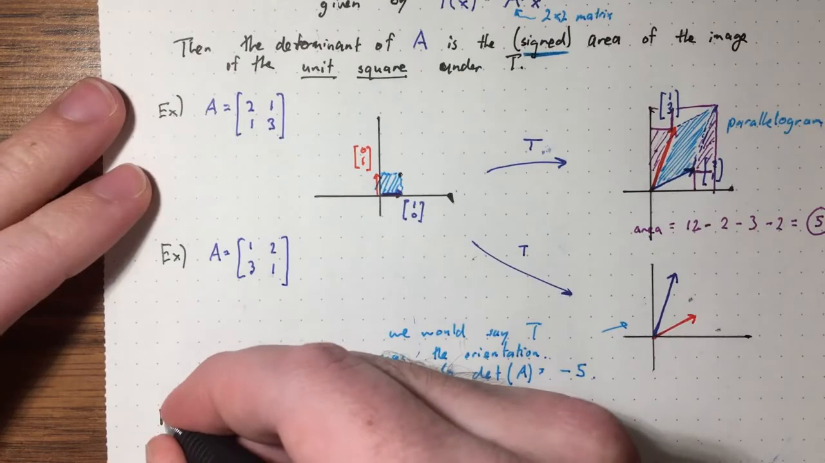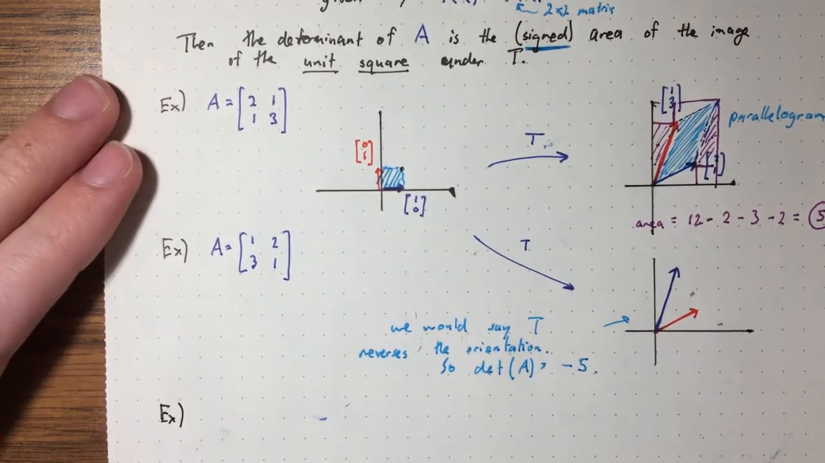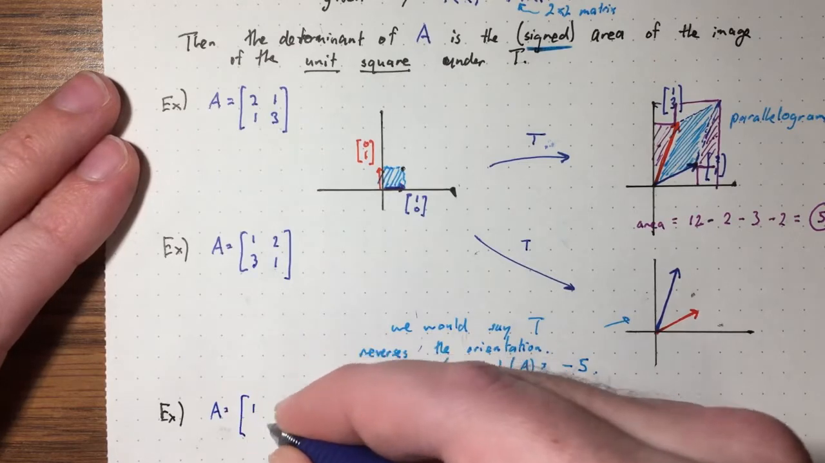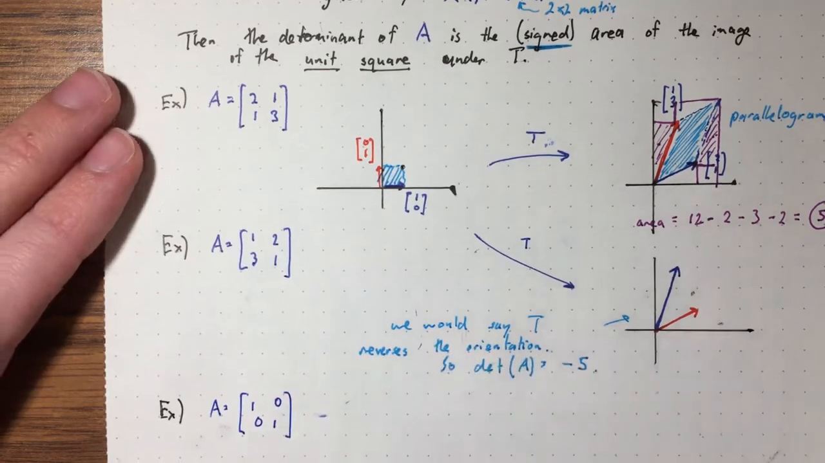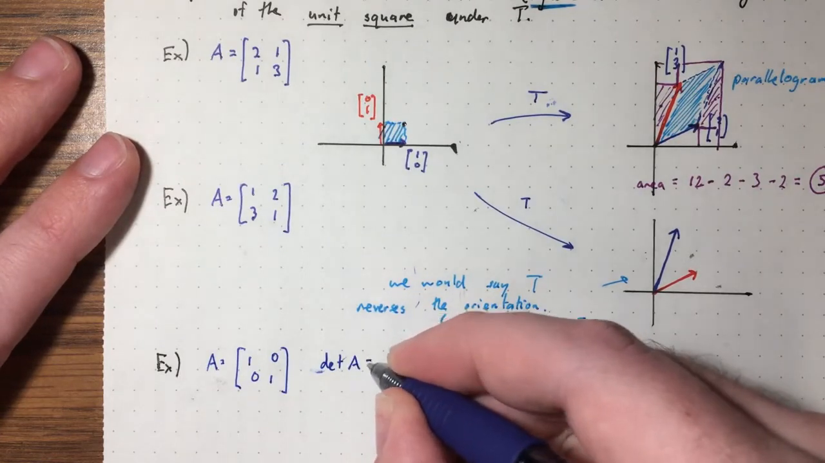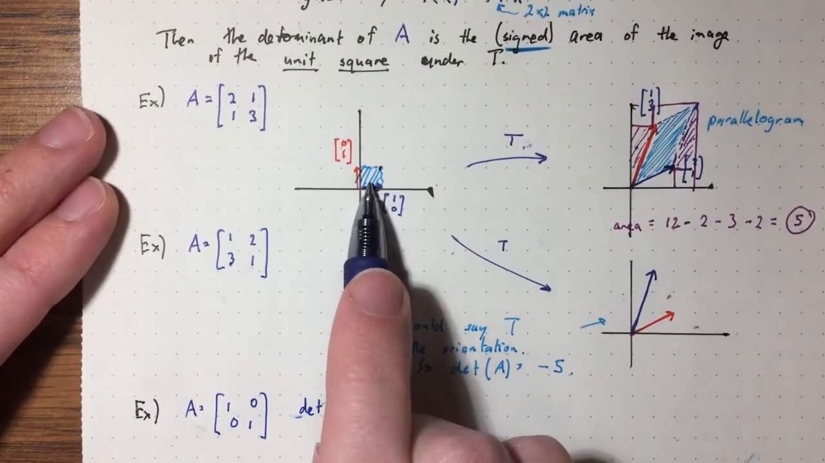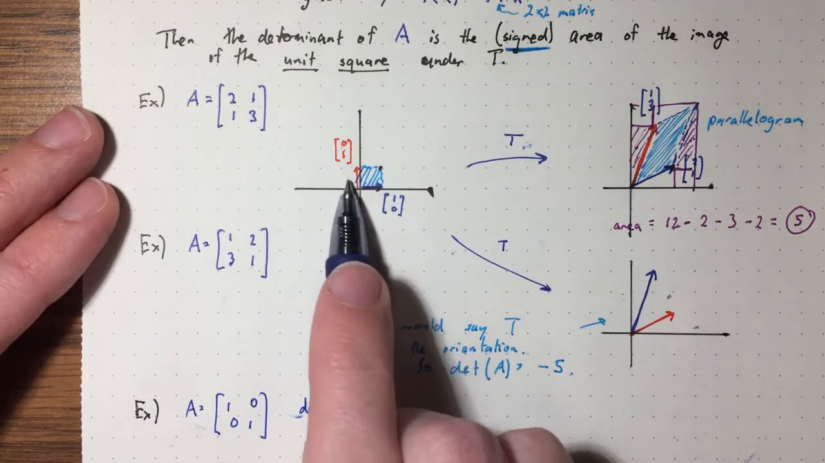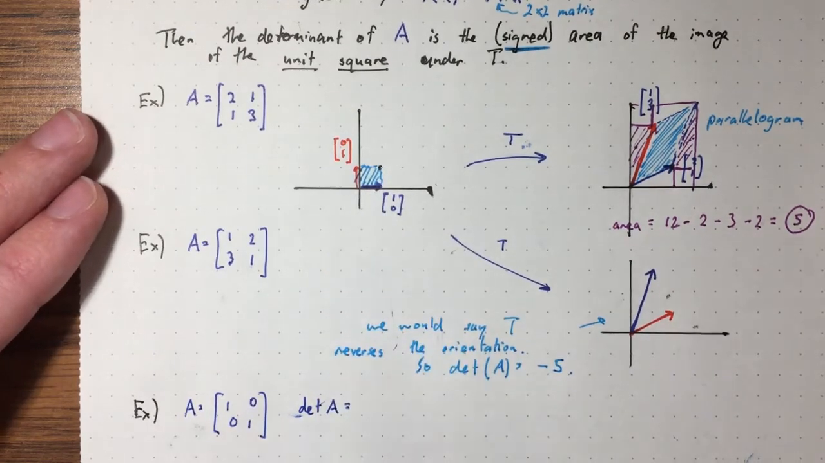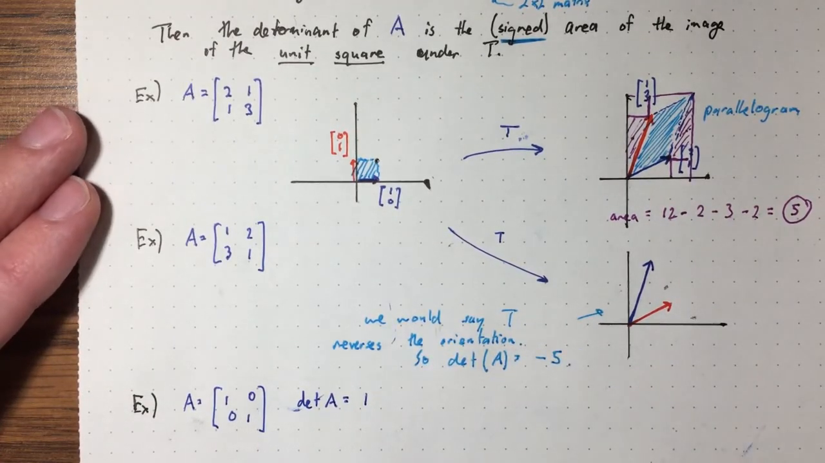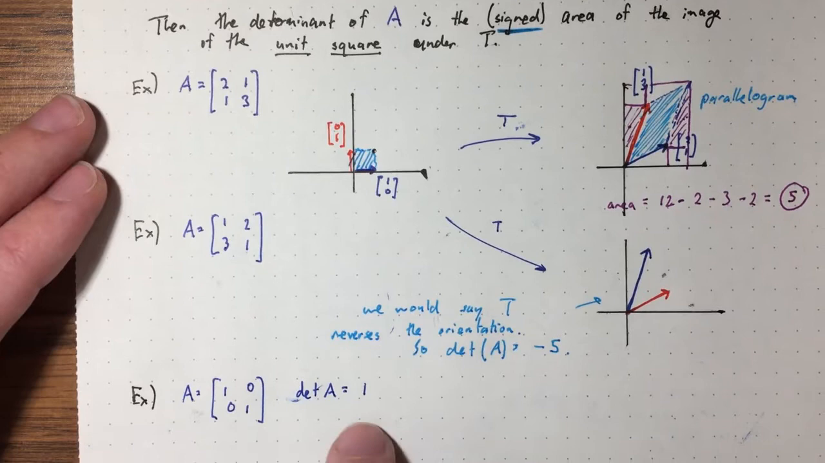Okay, let's do a few quickly. Can you tell me what the determinant of the identity matrix is? I start with an area of 1, right? I apply the identity transformation. I still get this picture, right? So it's 1. I don't change the area at all, or I scale the area by a factor of 1.